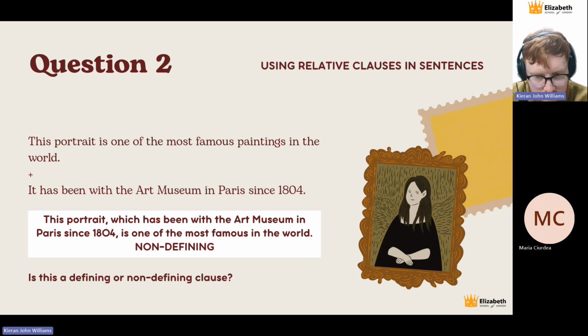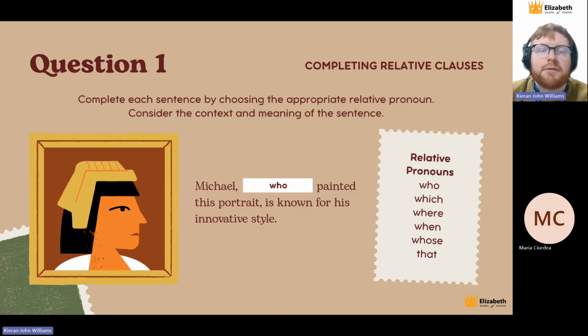That was very good. So now we've got a different quiz for you. In the next quiz, you will just need to choose the correct relative pronoun. So you will just need to read the sentence and find out, are you using who, which, where, when, whose, or that. All right, so read the sentence and then just decide which word to use.